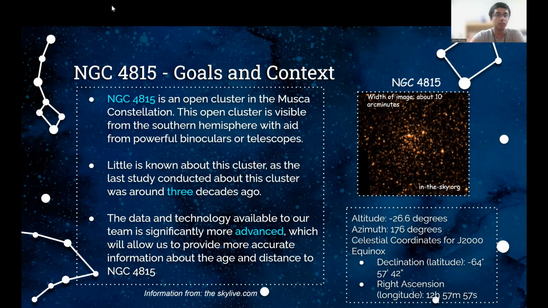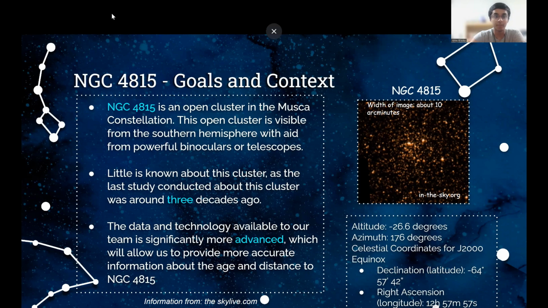So now diving into the open cluster that we examined in this project, it was NGC 4815, which is an open cluster in the Musca constellation. This open cluster can be viewed from the southern hemisphere if you're using powerful binoculars or a telescope. One of the most important things about this cluster is that there's not been a lot of recent research into it. In fact, the most recent study into this open cluster was almost 3 decades ago. Since then, there have been major leaps and advances in the data available and also the technology that we could use as a team. And this allowed us to get more accurate information about the age and distance of this open cluster.